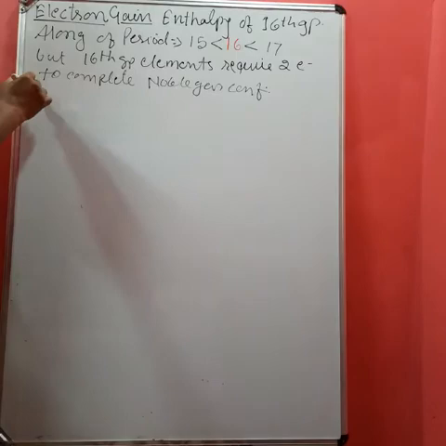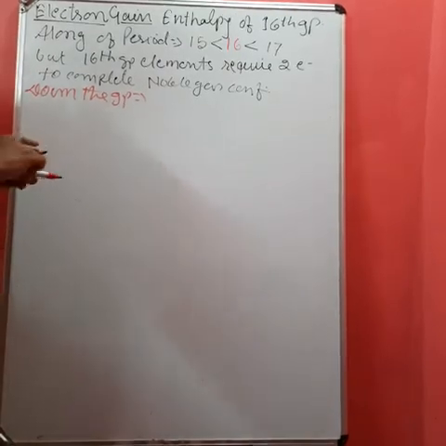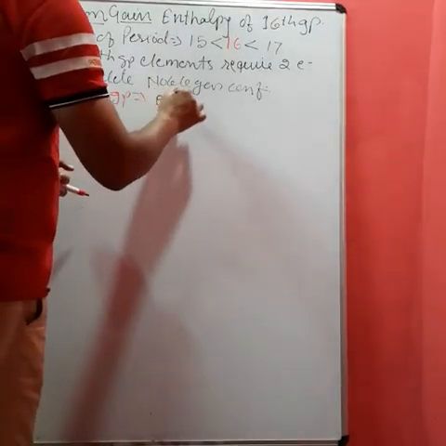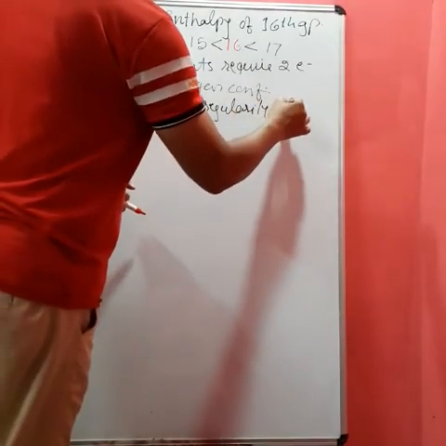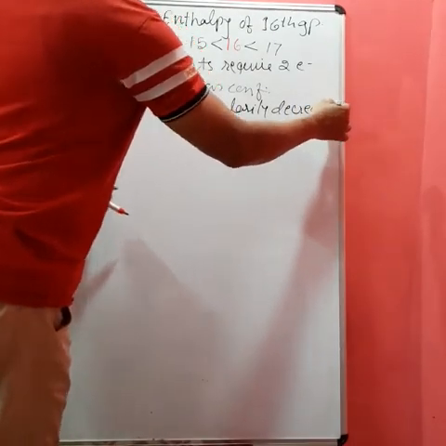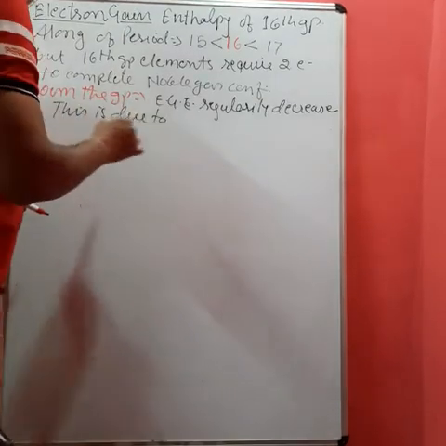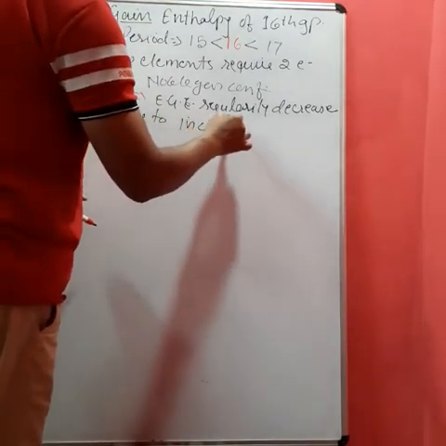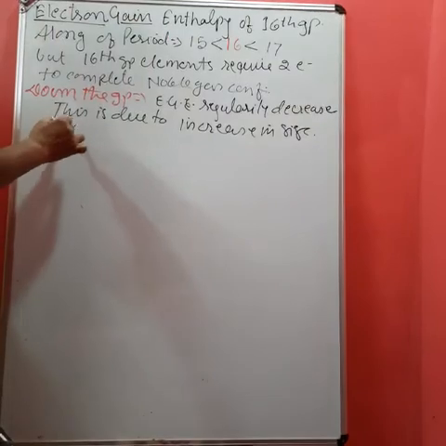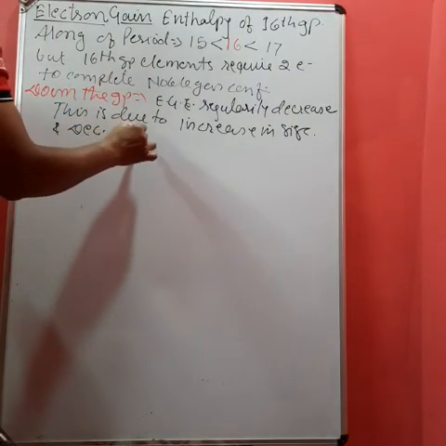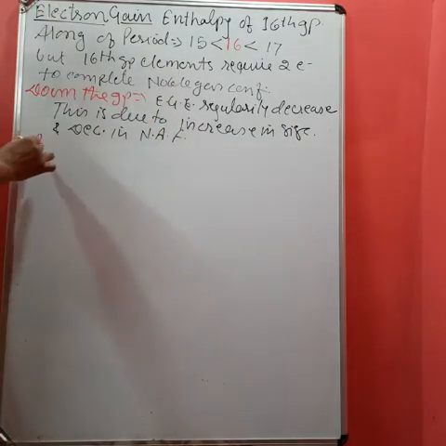Okay, now the second one is down the group. Now down the group, electron gain enthalpy regularly decreases. This is due to what? Increase in size, and decrease in nuclear attraction force. Okay, but again there is exception.